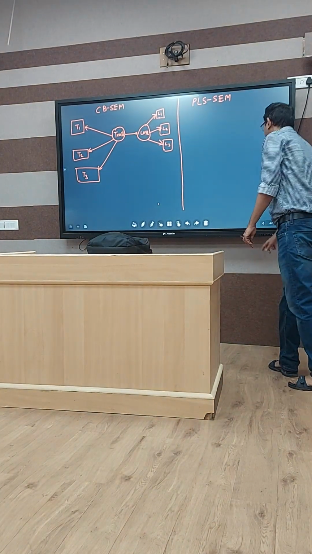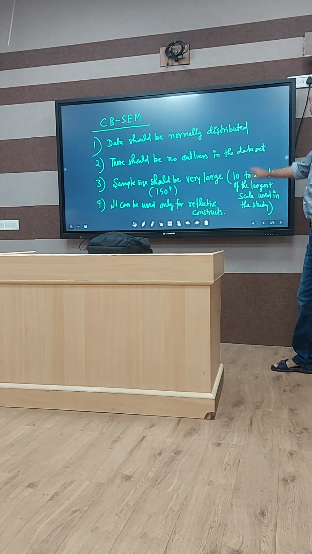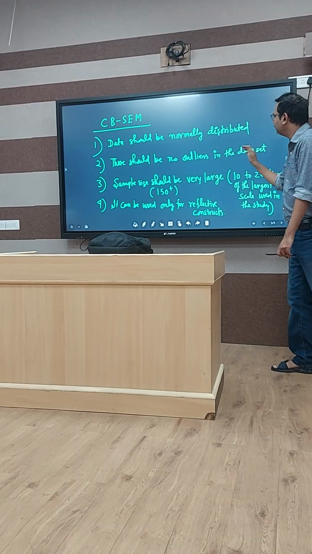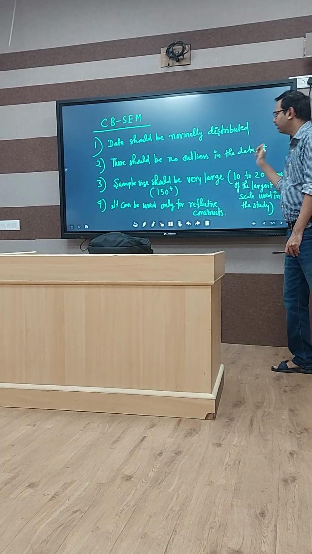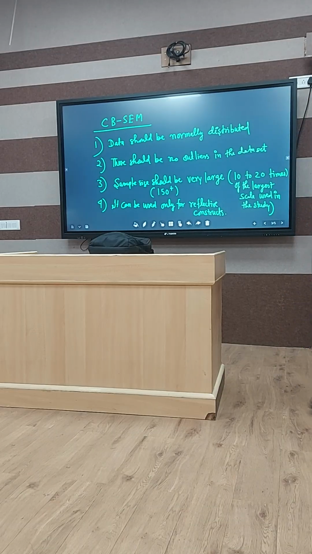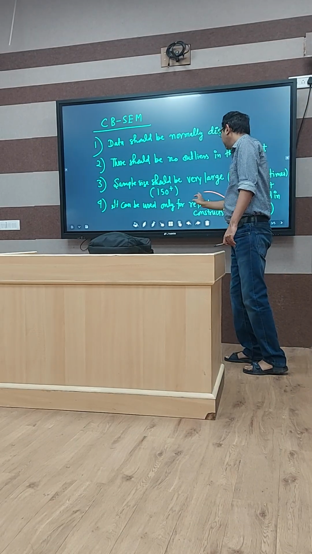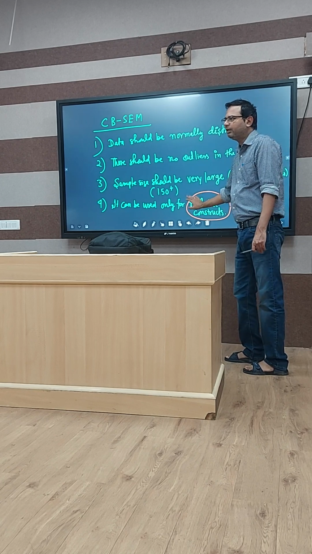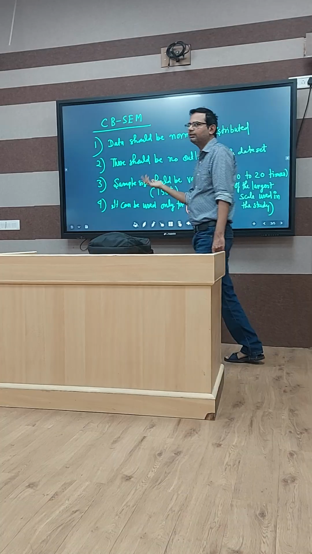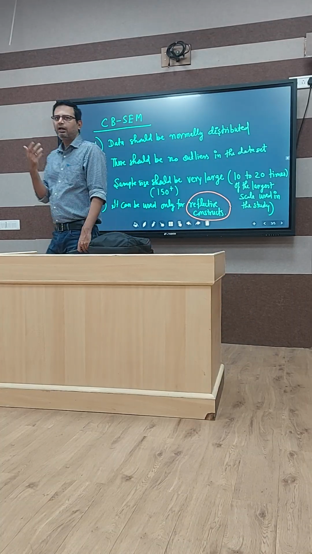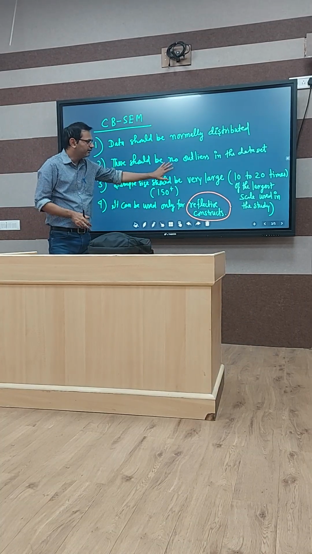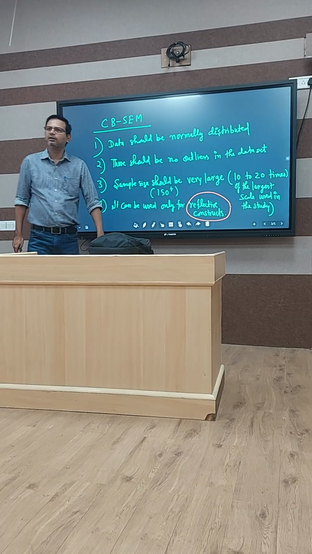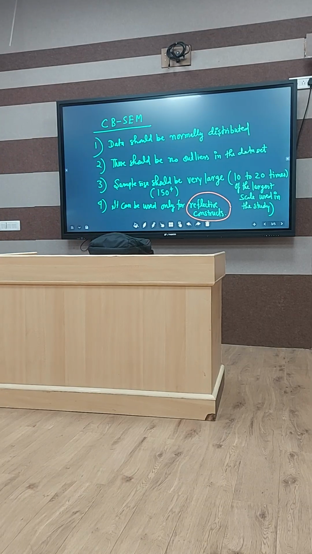When your data is not normally distributed, when there are outliers in your data set, when your sample size is small, even if the constructs are reflective and all these three conditions are not satisfied, you have to use PLS-SEM. And if all these conditions are satisfied, but your construct is formative in nature, then also you have to use PLS-SEM. This is clear or no?